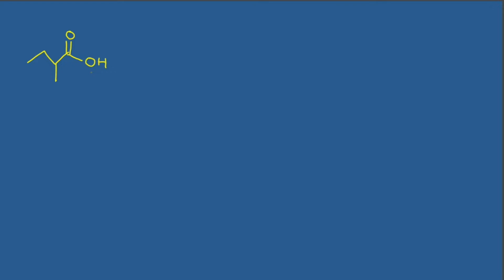So here I've got a skeletal formula of a carboxylic acid. And we can see we've got some branching going on here, so we're going to have to name this. I'm going to look for the longest carbon chain that includes the carbonyl group. That is 1, 2, 3, 4. So this is 4 carbons long, so this will be butanoic acid.